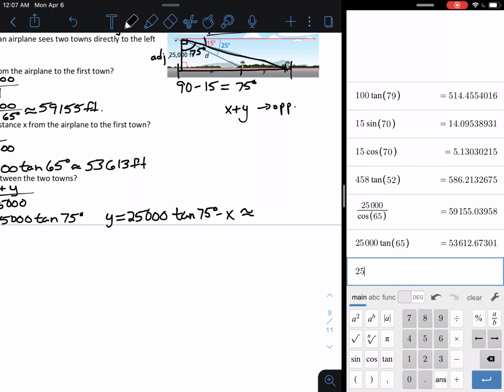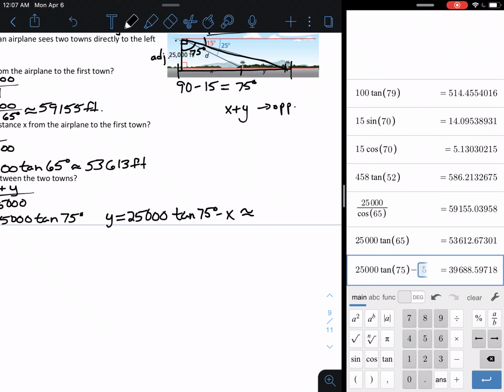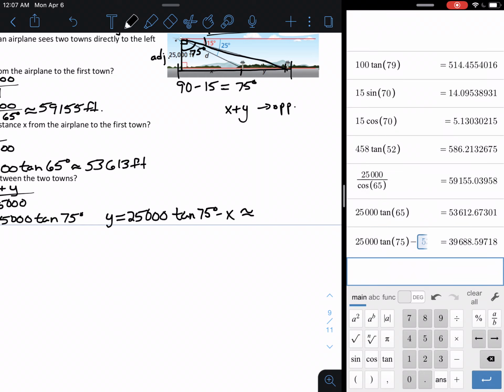So 25,000 multiplied by the tangent of 75 degrees. Oops, need to go back, 75. And then let's subtract x from it. And x was our answer from our previous problem. So that would be 25,000 tangent of 75 minus that answer of 53,612. And so that ends up being 39,689 to the nearest whole foot. So a little bit under 40,000 feet.